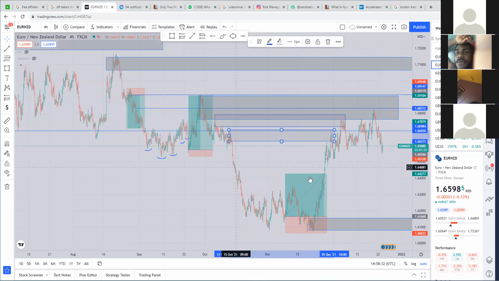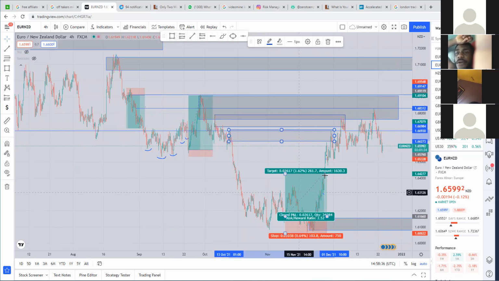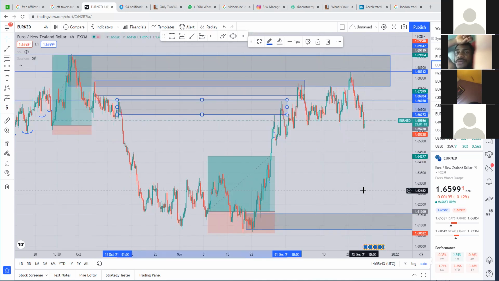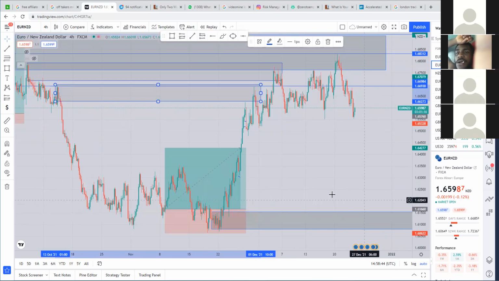So imagine trying to look for an entry somewhere around here. You don't know whether you should sell or you should buy. To look for a buy position, you have to target the market from the origin.